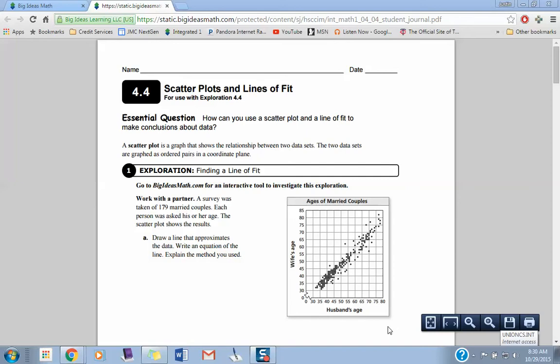Okay, so down here they're comparing a husband's age to a wife's age. Okay, so it says in the exploration right here, it says finding a line of fit. We have the points in there already, but it says a survey was taken out of how many married couples here? 179 couples, and each person was asked his or her age. And it says the scatter plot shows the results. So as an example right here, kiddos.